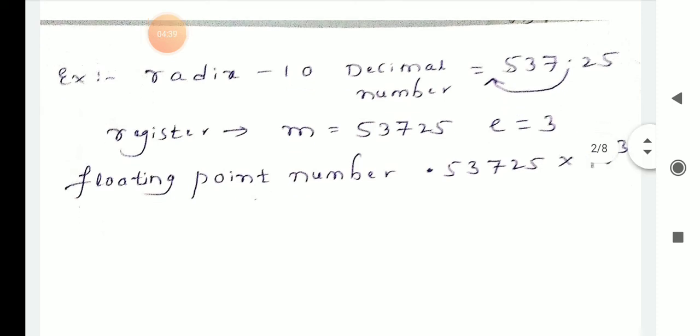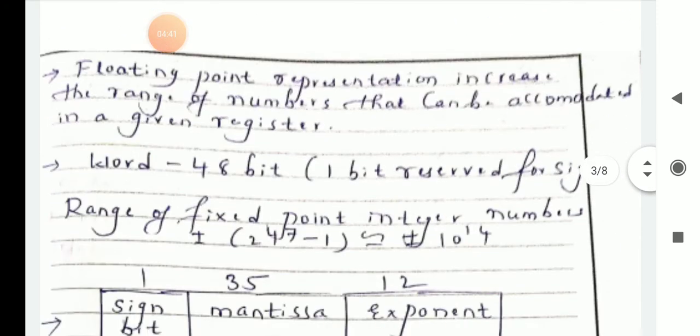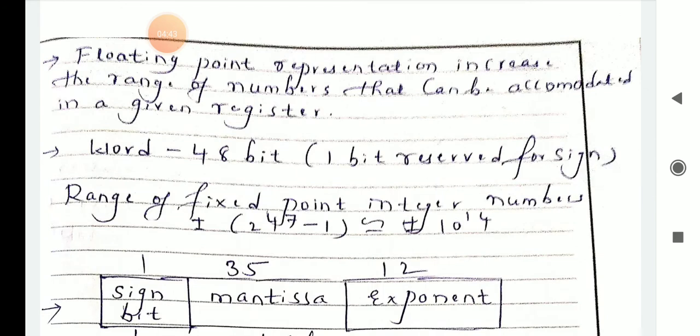Next point: floating point representation increases the range of numbers that can be accommodated in a given register. In floating point representation, you can increase the range of numbers that can be accommodated in the given register.